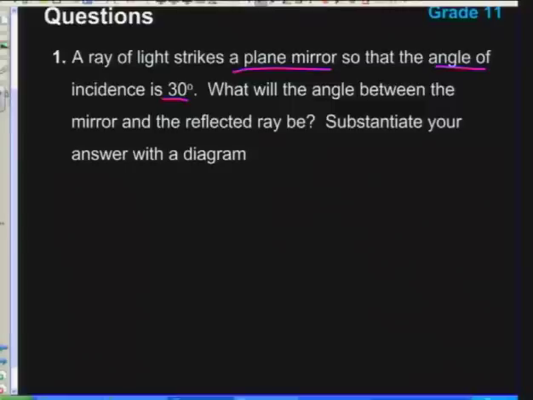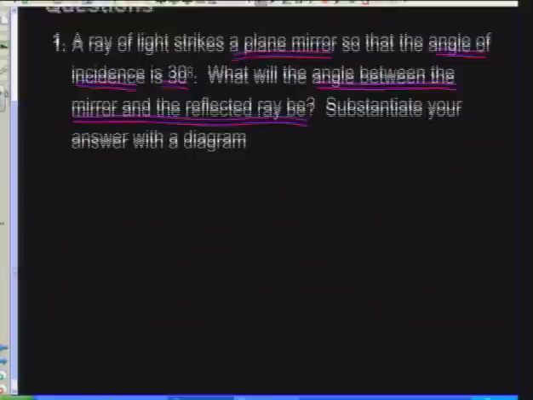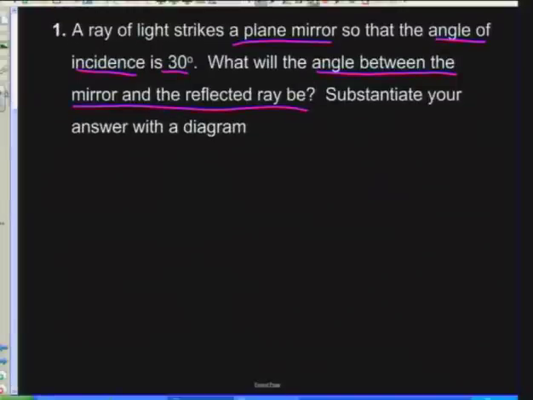Now listen to me carefully here. We've got to check the angle of incidence is 30 degrees. What they're asking is, what is the angle between the mirror and the reflected ray? And you've got to show it on a diagram. So let's do that. Let's get it clear and let's make sure that we've got it right.